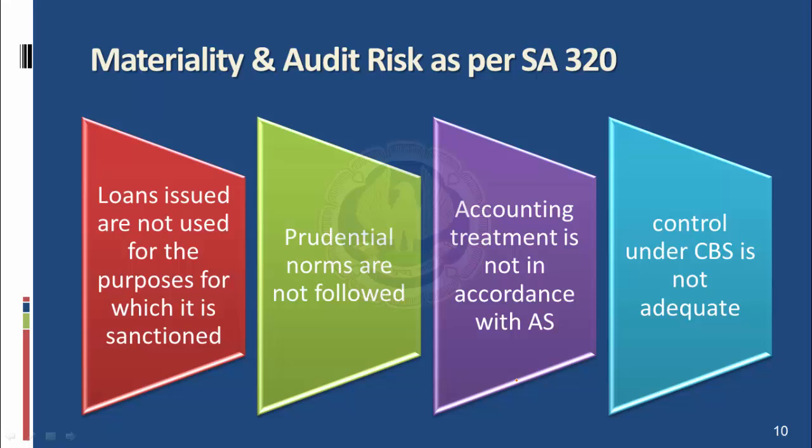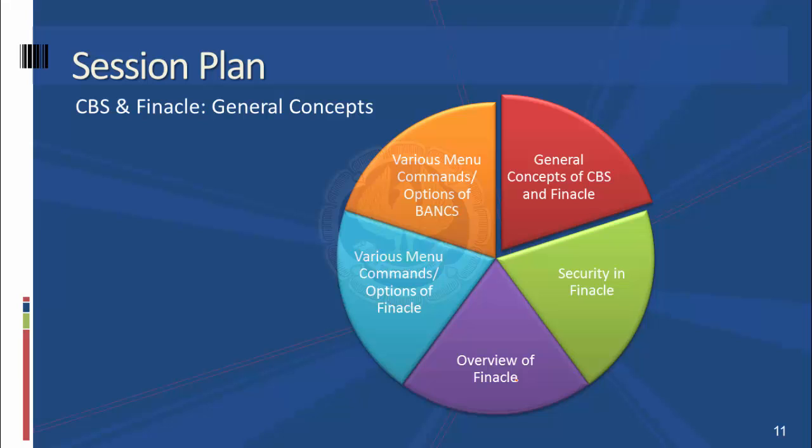Now in this program today, let us try to highlight, through analysis of real-time banking data, how loans issued are not used for the purposes intended. Let us also try to understand prudential norms like NPAs, the calculation of NPAs, and how to filter out the NPAs that are not captured by the CBS. And also let us understand the accounting treatment and the various controls in CBS which are not adequate. Now, the session plan today: the general concepts of CBS in Finacle. Let's look into these issues as a part of SA 315.